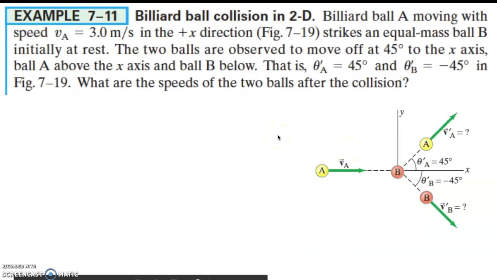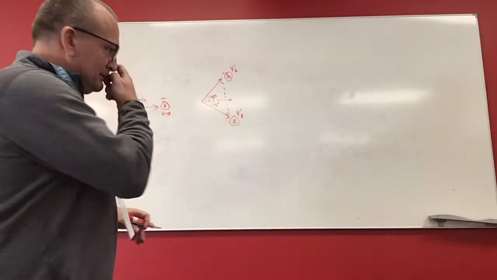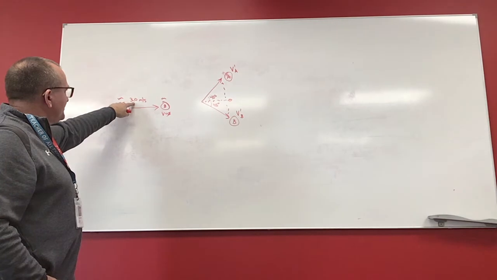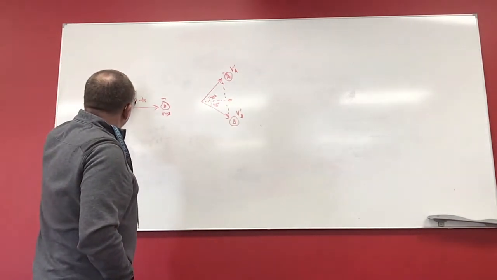So, billiard ball collision in 2 dimensions. A billiard ball A moves at the speed of 3 meters per second in the positive X direction. It strikes ball B that's at rest. The 2 balls move off at 45-degree angles, ball A above, ball B below. What are the speeds of the 2 balls after the collision? All right, so here we go. We've got A, mass of M, traveling 3 meters per second. We'll call this just VA.